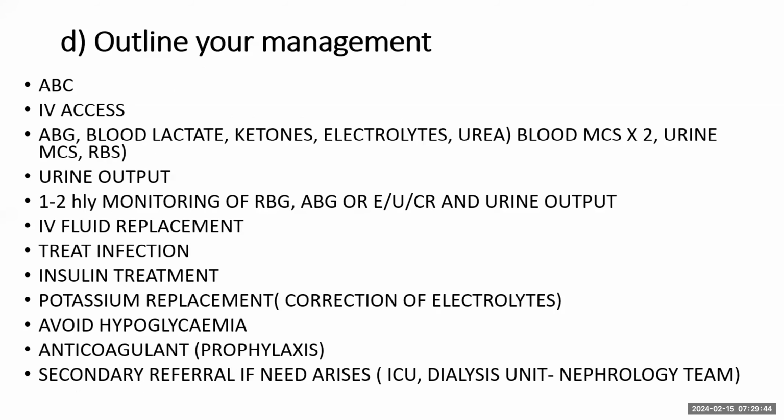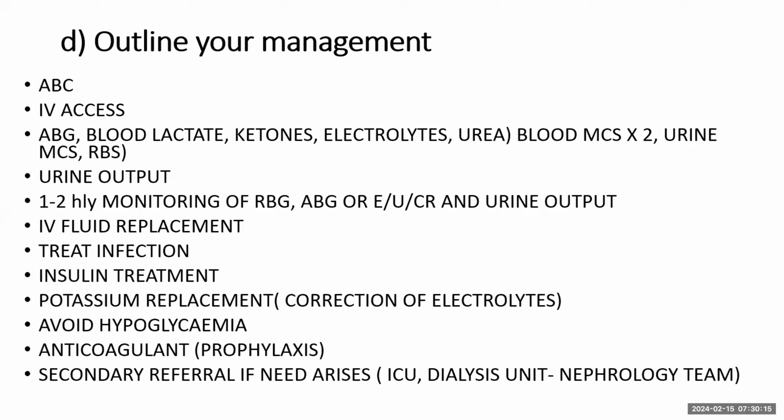Now, we said outline your management. First and foremost, I would want to ensure basic principles of safety for this patient, to ensure that the airway is patent, and his breathing and circulation are adequate. I will establish immediate IV access, and quickly do the arterial blood gases, check for lactates, check for ketones, electrolytes, and urea, take blood samples for microscopy, culture and sensitivity, and also that for urine.